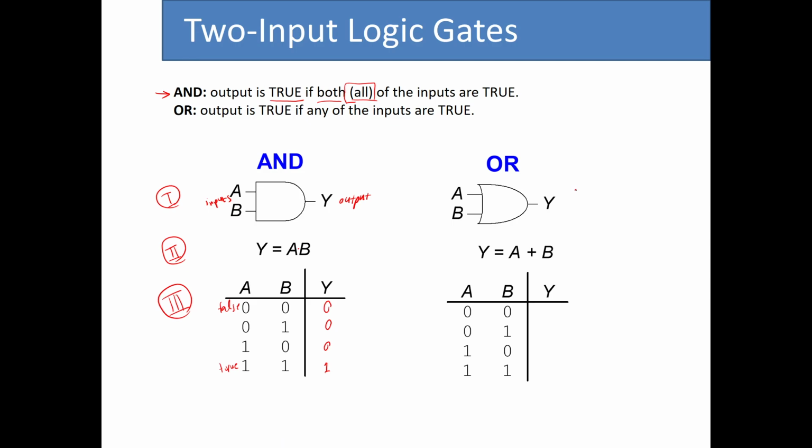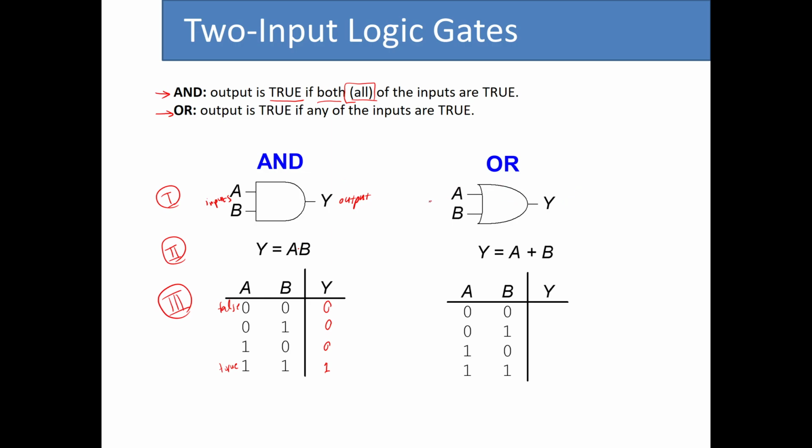Now let's see what happens for the OR gate. Let's start with the definition. The output of the OR gate is true if any of the inputs are true. For the AND gate, both of them had to be true, but for the OR gate, if either of the inputs is true, the output is going to be true.